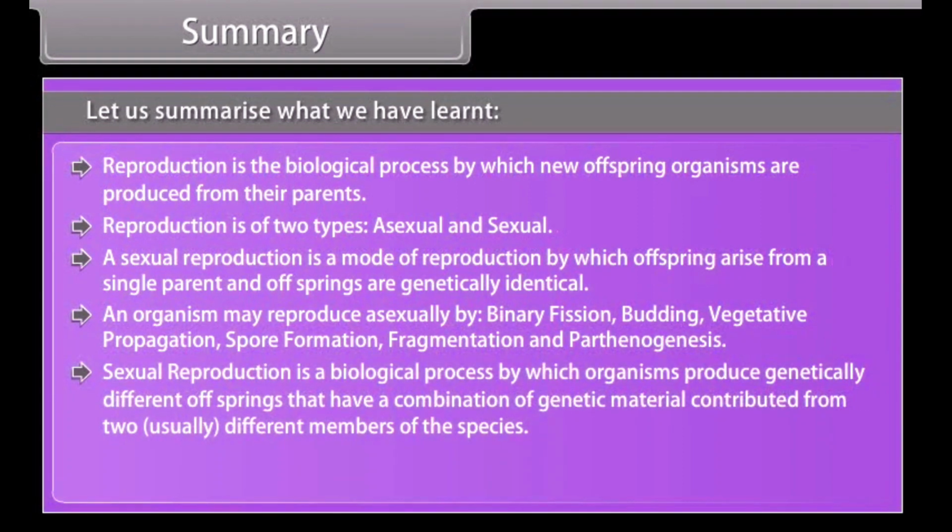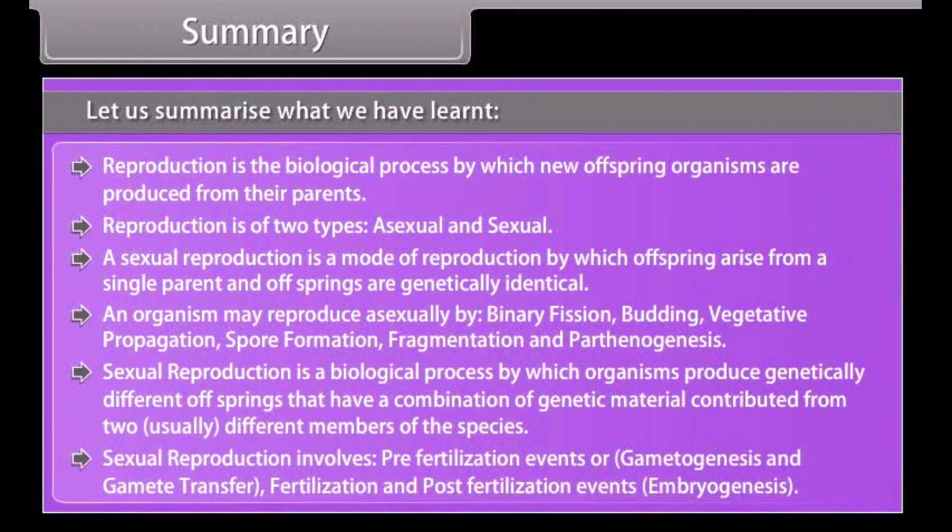Sexual reproduction is a biological process by which organisms produce genetically different offsprings that have a combination of genetic material contributed from two, usually different members of the species. Sexual reproduction involves pre-fertilization events or gametogenesis and gamete transfer, fertilization, and post-fertilization events, embryogenesis.